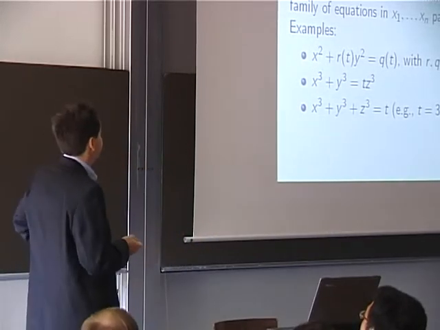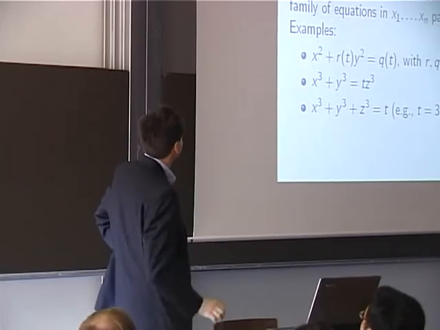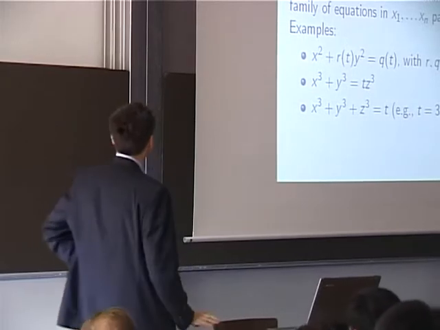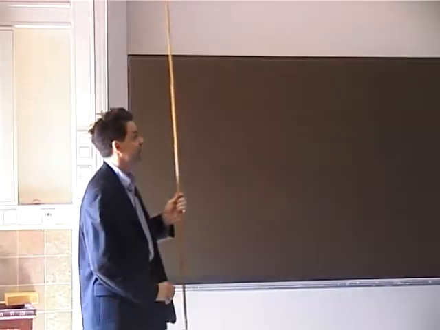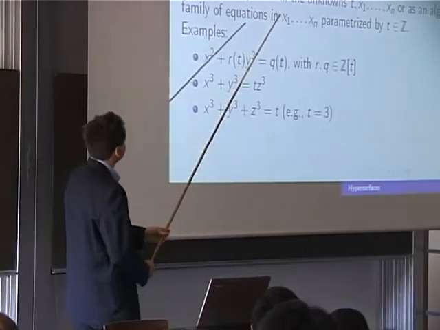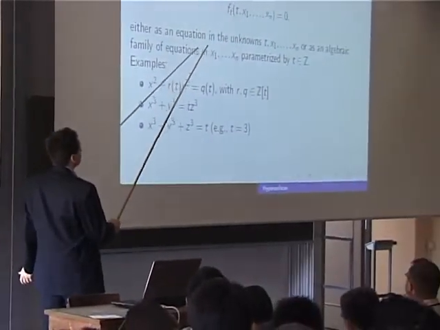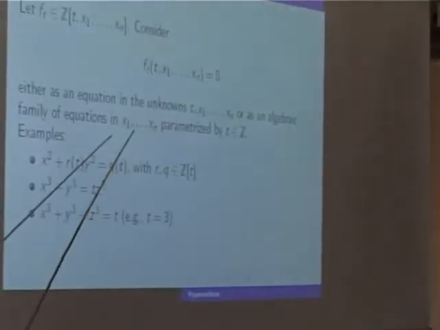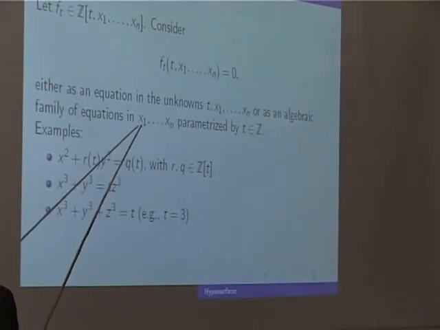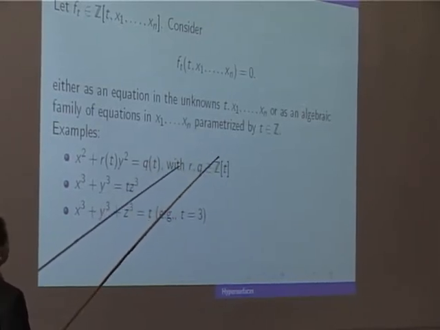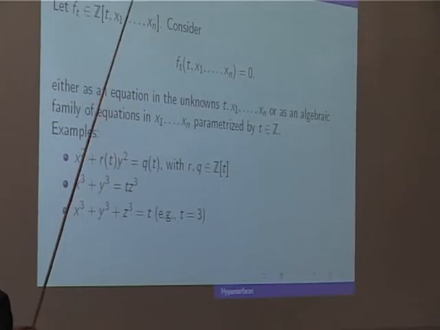Okay. Anyway, Diophantine equations, in generality: we take a polynomial equation with integral coefficients. I already wrote f of t. f is just a polynomial in t and some variables x1 up to xn. I can consider this as an equation in the unknowns t, x1, ..., xn, or sometimes I want to consider this as a family of equations in the variables x1 to xn, parameterized by t, where t is going to be an integer or something.